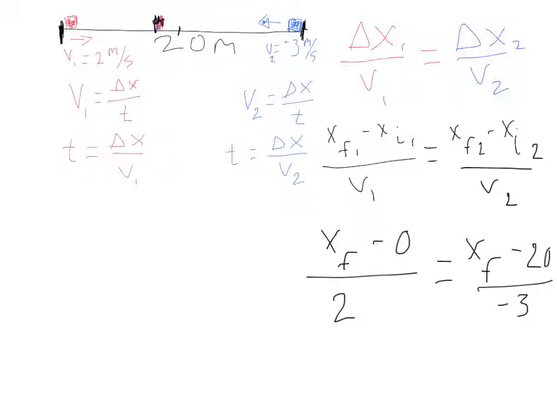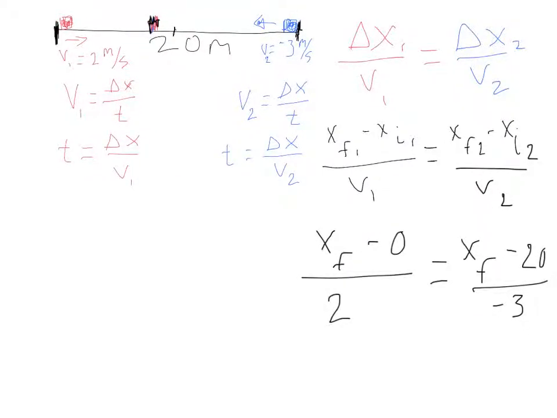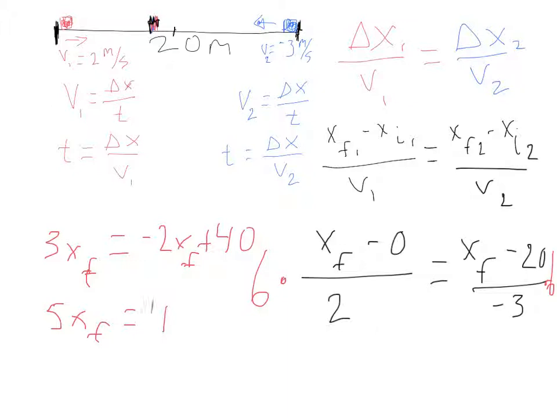Okay, in order to do that, I'll just write it over in red over here. I'll multiply both sides by 6. Then I get 3x final minus 0, or 3x final, is equal to -2x plus 40. If I add 2x to both sides, I get 5x final is equal to 40. Okay, divide both sides by 5. The final position will be 8 meters.